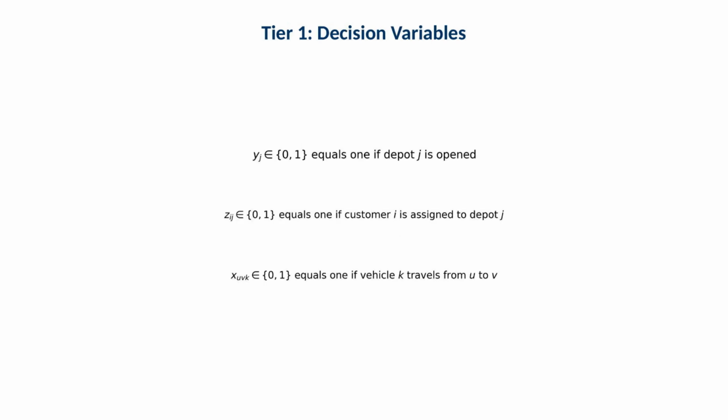This slide defines the decision variables. The first variable indicates whether a depot is opened. The second indicates which depot each customer is assigned to. The routing variable indicates whether a vehicle travels directly from one node to another. These variables connect strategic facility decisions with operational routing decisions.